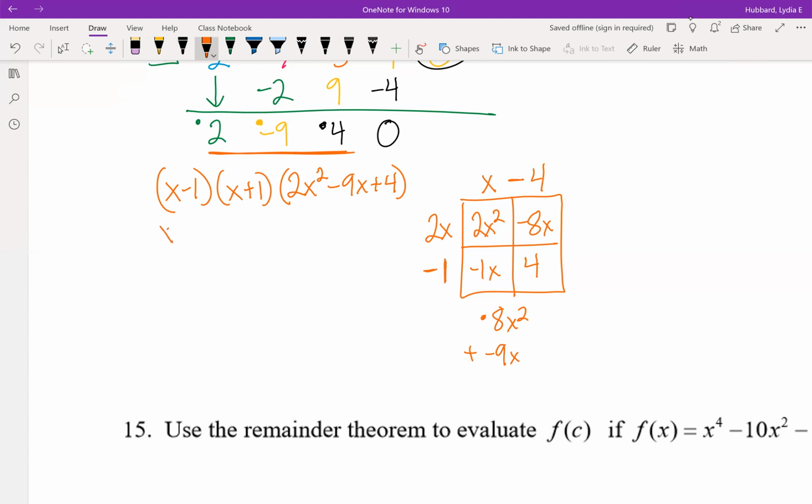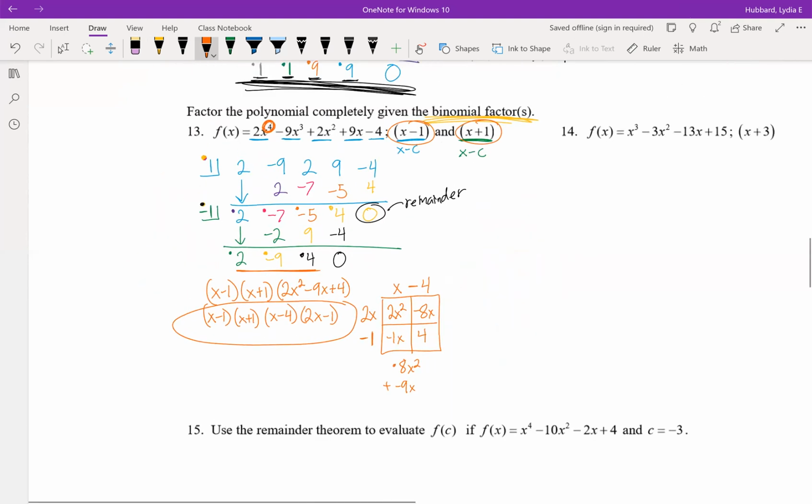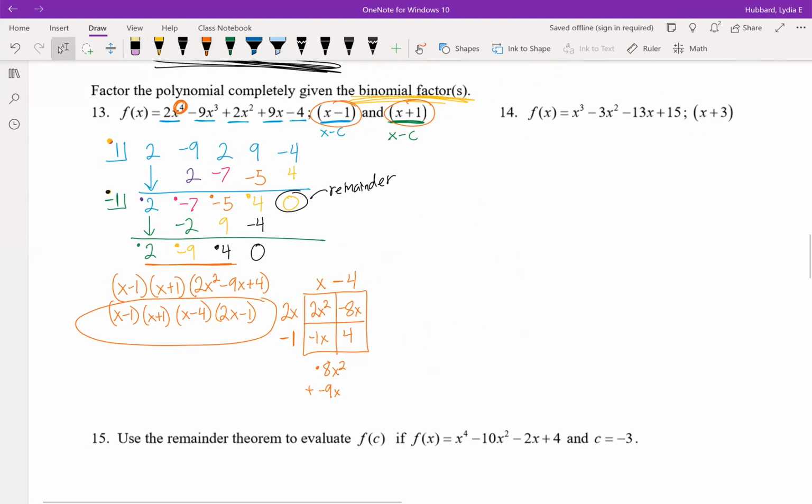So I can write this as x minus 1, x plus 1, x minus 4, 2x minus 1. And that would be my full factored form. Okay, so we're done with that problem. And we're moving on to the next one.